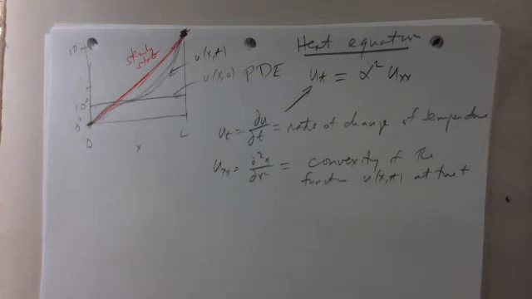Calc 1. If you have a function u of x, the first derivative measures the rate of change. If the derivative is positive, the function is increasing. If the derivative is negative, the function is decreasing. The second derivative measures the concavity. Concavity and convexity are the same thing. The function is concave up or convex if the second derivative is positive. It's concave down or convex down if the second derivative is negative. Are there any questions about that?